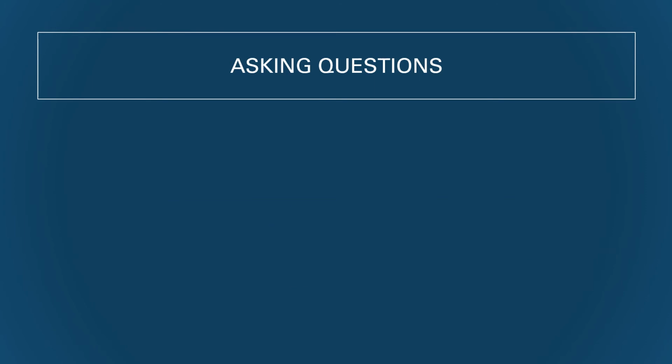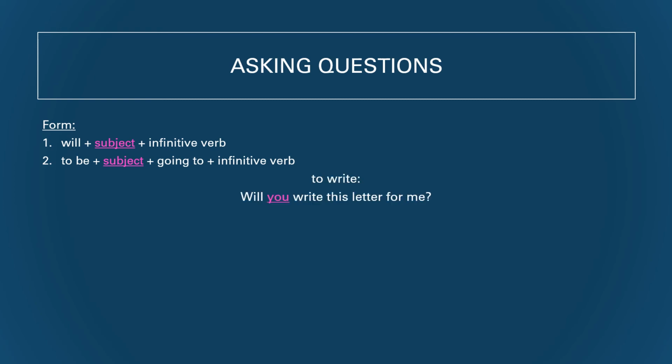And lastly, asking questions. Once again, there are two ways. The first is will plus subject plus infinitive verb. The second is to be plus subject plus going to plus infinitive verb. Remember that the subject is the one who will be doing the action. So for our examples, to write. Will you write this letter for me? The subject here is you.